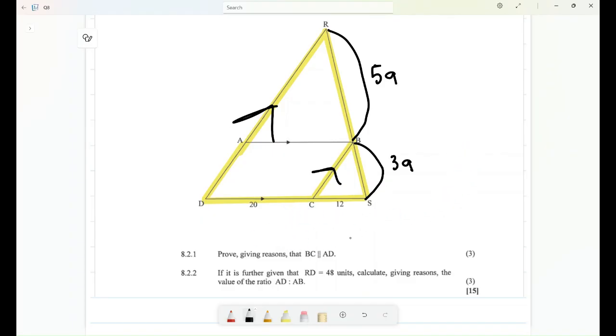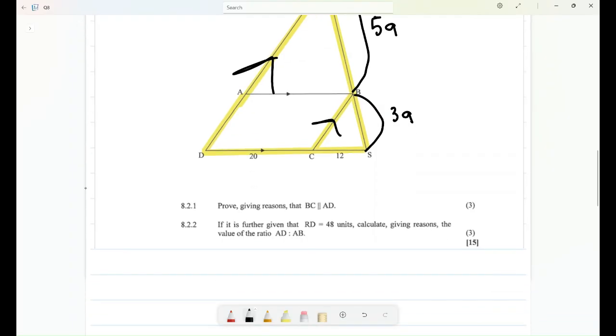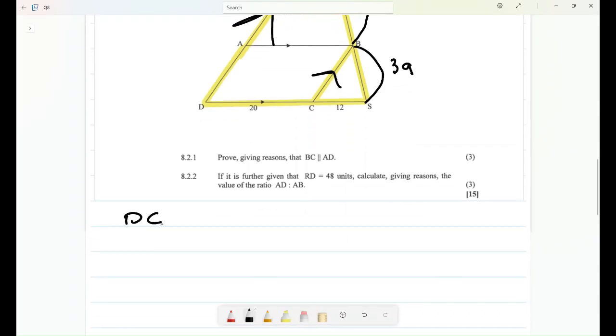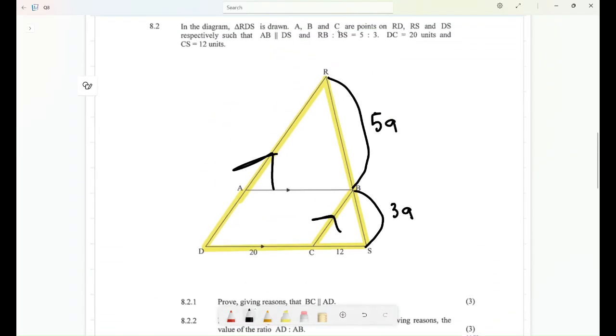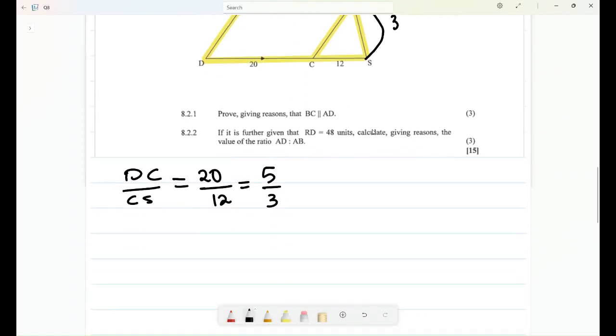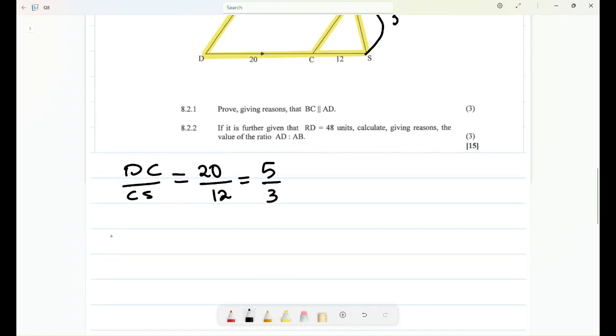Now let's see what DC divided by CS gives us. DC divided by CS is equal to what? DC is 20, divided by CS, which is 12, and this simplifies nicely to 5 divided by 3. Now if this is 5 divided by 3 like this, and this one is also 5 divided by 3, these lines are parallel because the proportionality theorem applies.